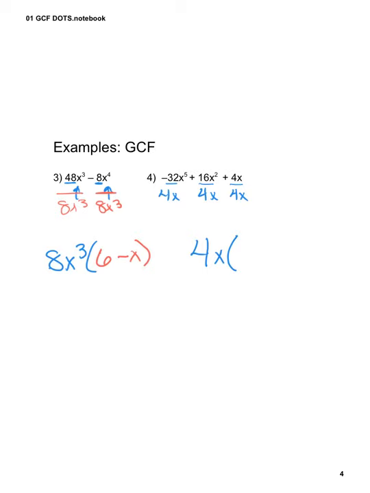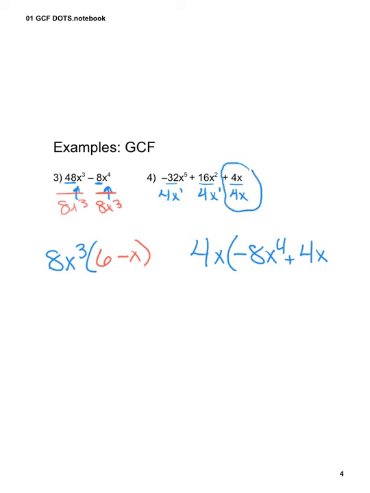For the first term, I'm left with negative 8 if I divide the numbers. If I subtract the exponents, it's x to the 4th. If I look at the second term, I divide the numbers, I get a 4. Subtract the exponents, I get a 1.